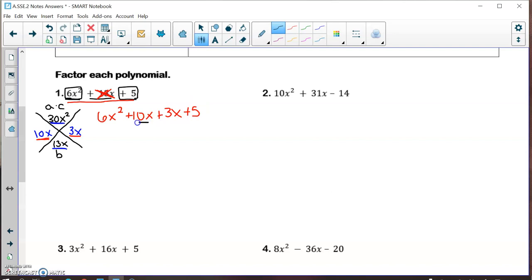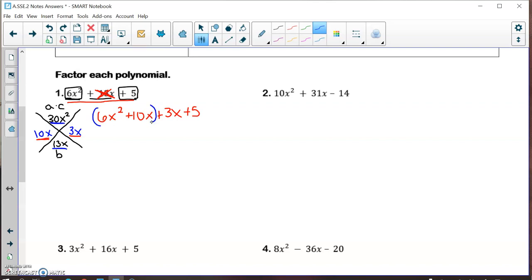The order that your 10x and 3x go in does not matter. We could have written a 6x squared plus a 3x plus a 10x plus a 5. It does not matter. But guess what, guys? Now we have a polynomial with 4 terms. And remember, when we have a polynomial with 4 terms, we use the grouping method to factor it. And that's exactly what we're going to do.